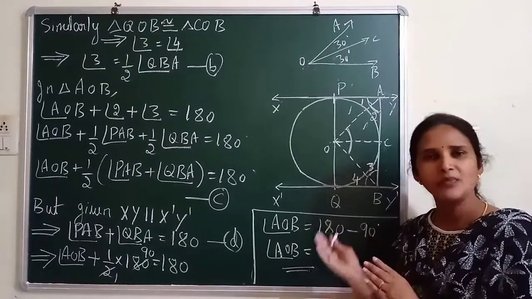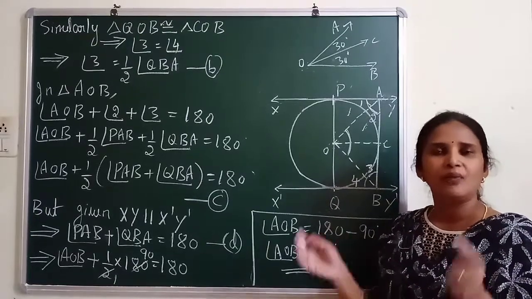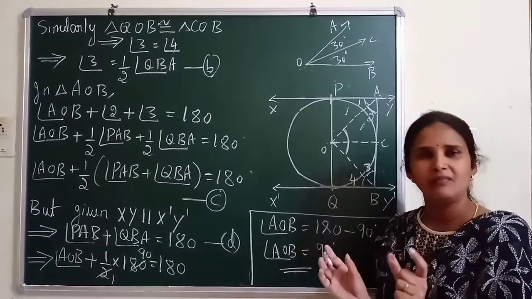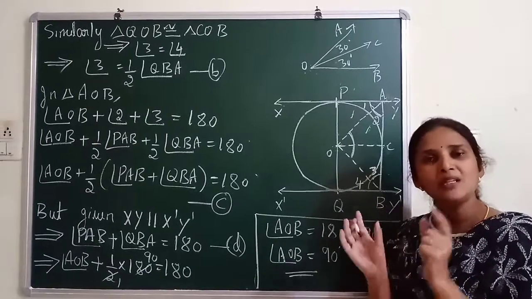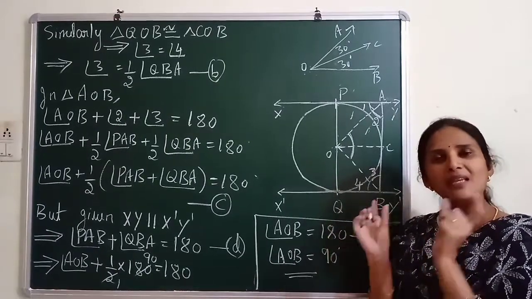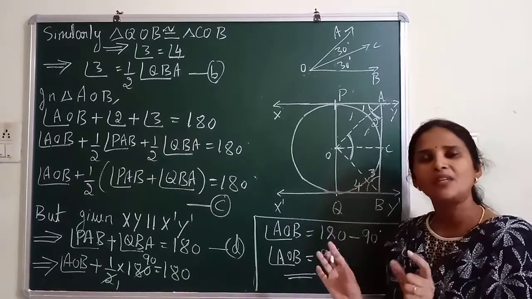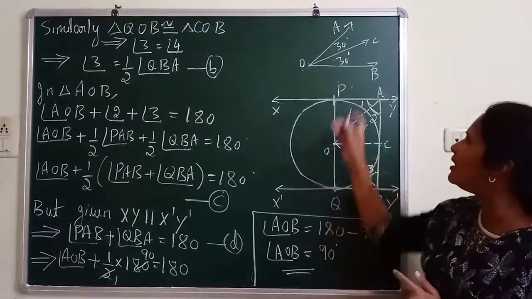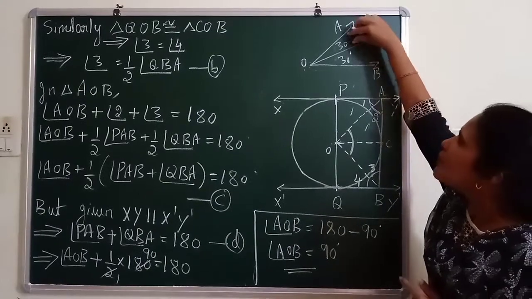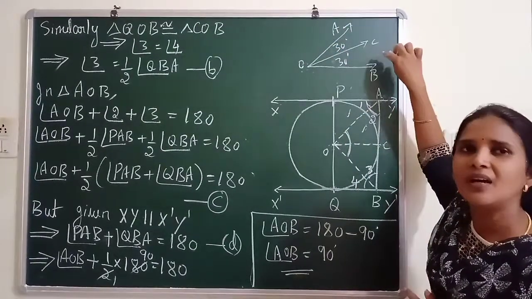The same concept applies to line segments. When we bisect a line segment, when a point is the midpoint of a line segment, the two sides will be equal, and each part is equal to half of the bigger line segment. In the same way here, each smaller angle will be equal to half of the bigger angle.